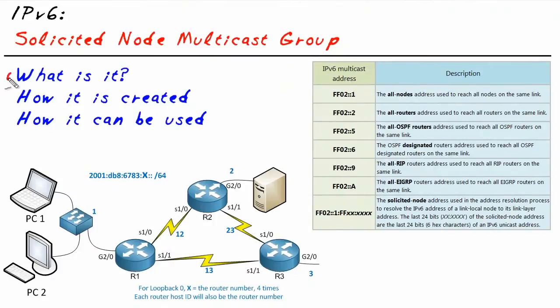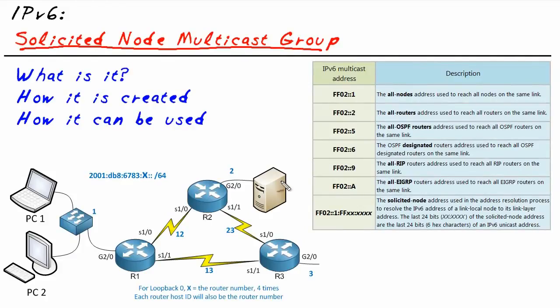We want to identify what in the world is a solicited node multicast group, how is it created, and how would we use it? Let's start off with the first question. What exactly is it? To really appreciate the solicited node multicast group, we probably ought to have a basic understanding of multicast groups in general, and to do that, we also ought to compare it to unicast.